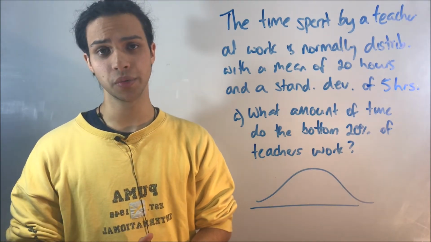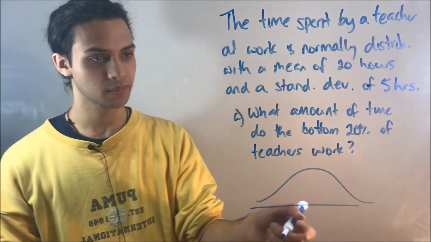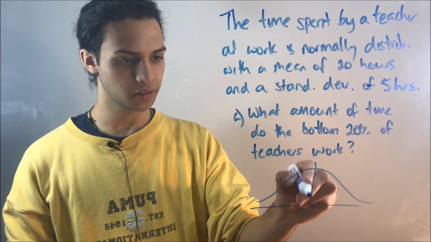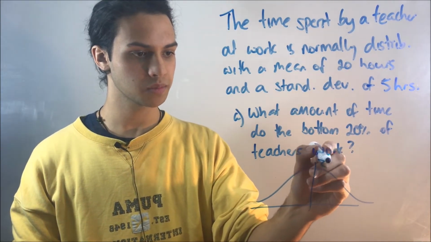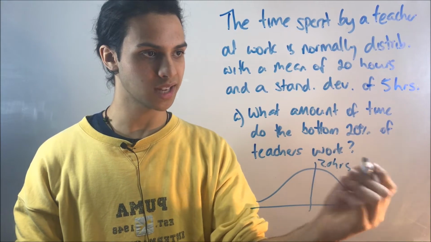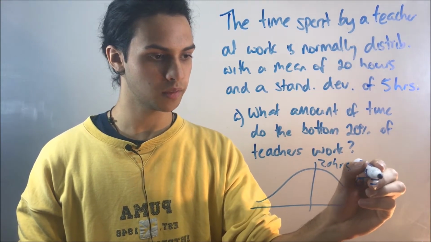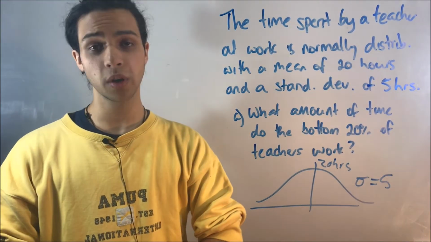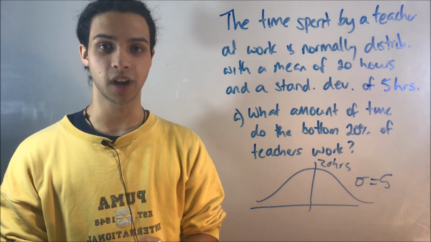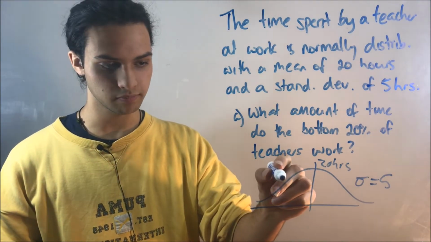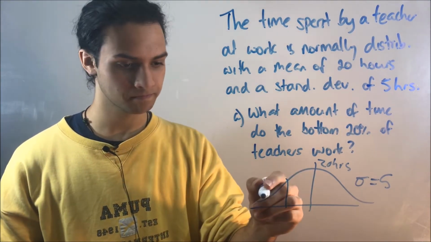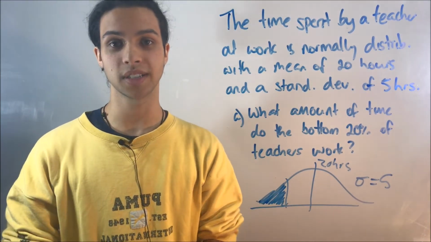The first thing we need to do is put our information onto a diagram. So, as usual, we will fill in first our mean of 20 hours and our standard deviation of 5 hours. We also know that we want the bottom 20% of the graph, so we're going to find an approximate, let's say here, and shade it in. Then we're going to go onto our calculator and work the rest out.